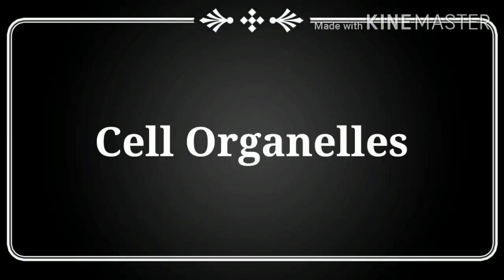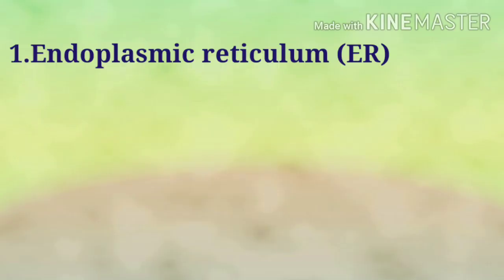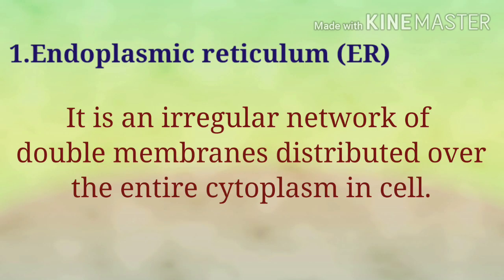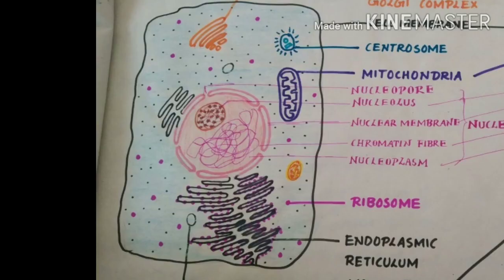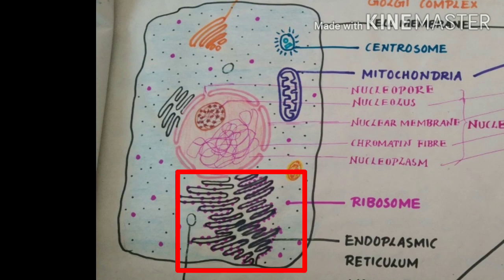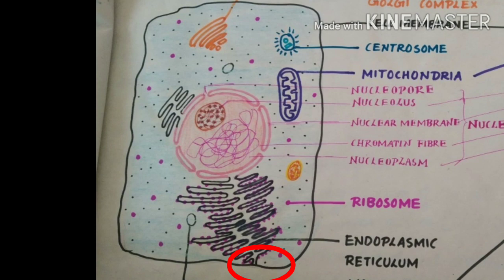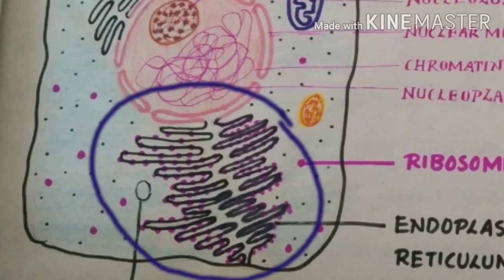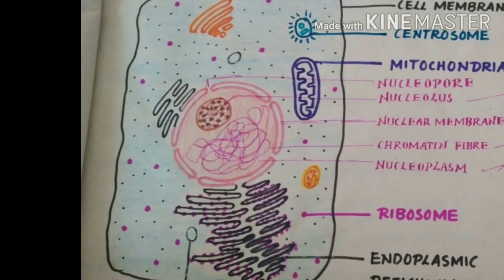Now let's study about the cell organelles in detail. The first one is the endoplasmic reticulum. It is an irregular network of double membranes distributed over the entire cytoplasm in the cell. At its outer end, the endoplasmic reticulum is connected with the cell membrane, and at its inner end, it is connected with the nuclear membrane. It appears rough when the particle-like ribosomes are attached to it and appears smooth without them.